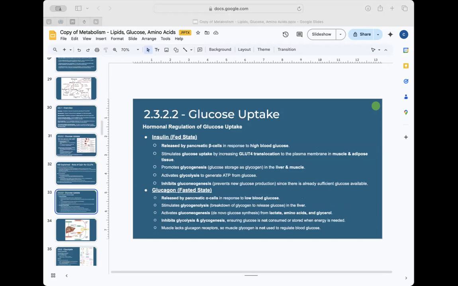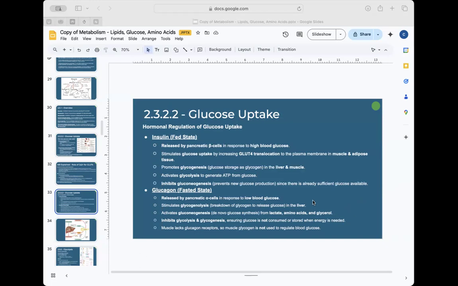So yeah, the hormonal regulation of glucose uptake now. Insulin rules the fed state. It's released in response to high blood glucose, promotes glucose uptake into muscle and fat by increasing glucose transporter 4 at the membrane, and it encourages glycogen storage and glycolysis while inhibiting gluconeogenesis. AKA, there's no more need to make glucose when we've already got loads.